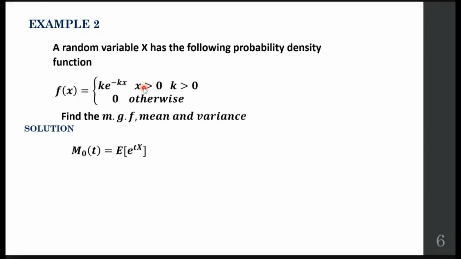Since x is a continuous random variable, the formula for the expected value will become integration. And x greater than 0 means the limits will be 0 to infinity. Substituting for f of x, that is k into e raised to minus kx.